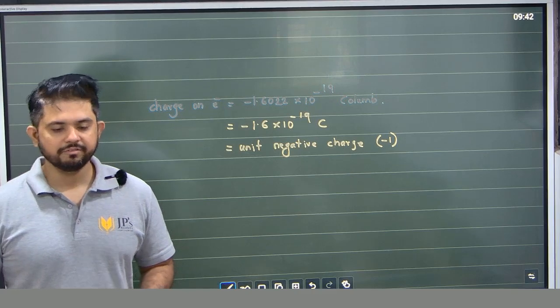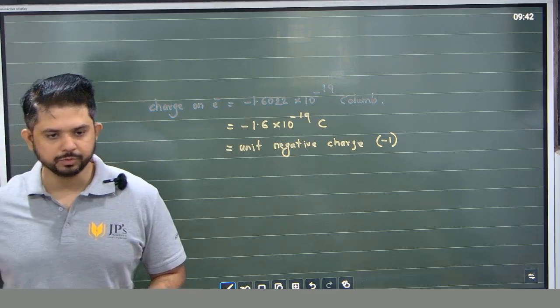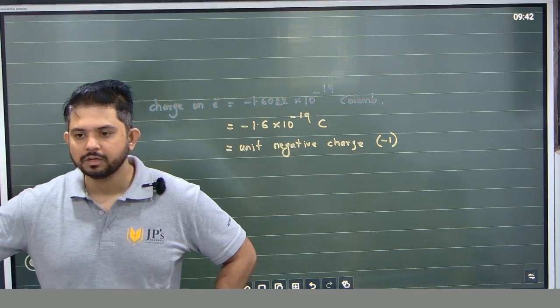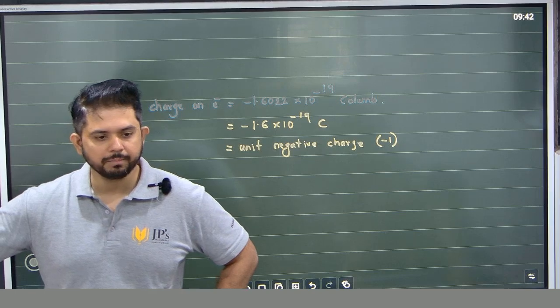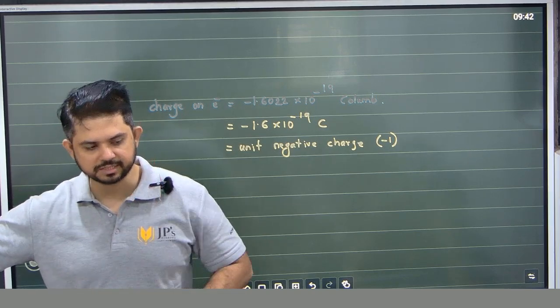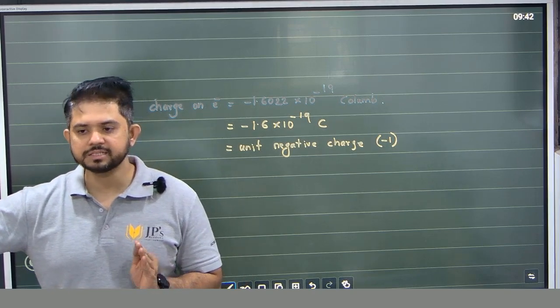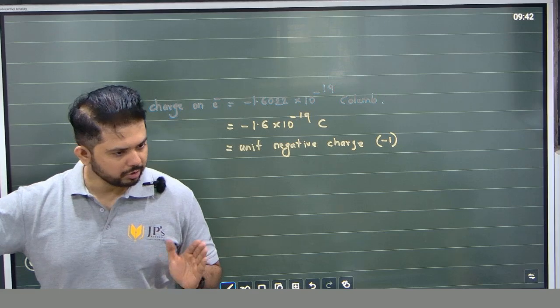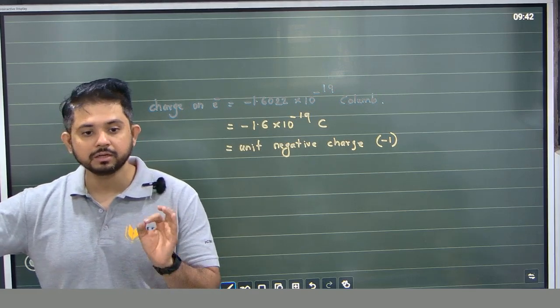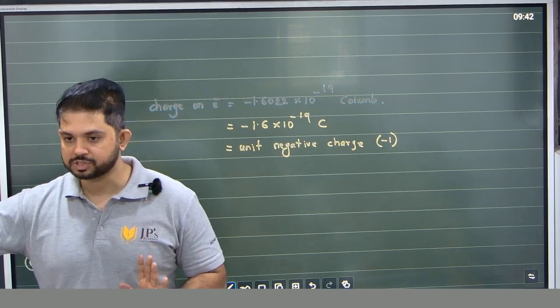So again, a very important value which you need to memorize. How much is the charge on the electron? Negative 1.6022, or you can just remember negative 1.6 into 10 raised to minus 19 coulombs. I don't know if you've read this charge in 10th. And this is called the unit negative charge.